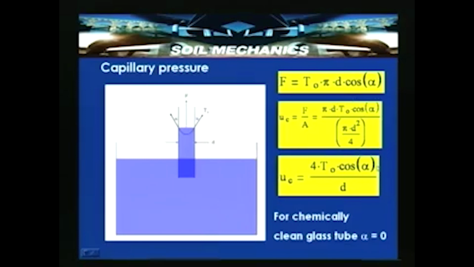Now, for chemically clean glass tubes, alpha is equal to 0. That means that UC will become 4 T naught by d. So, the capillary pressure is nothing but 4 T naught by d, which is directly proportional to the surface tension of the fluid under consideration and inversely proportional to the diameter of the tube, or in real terms the pore size of a given soil.